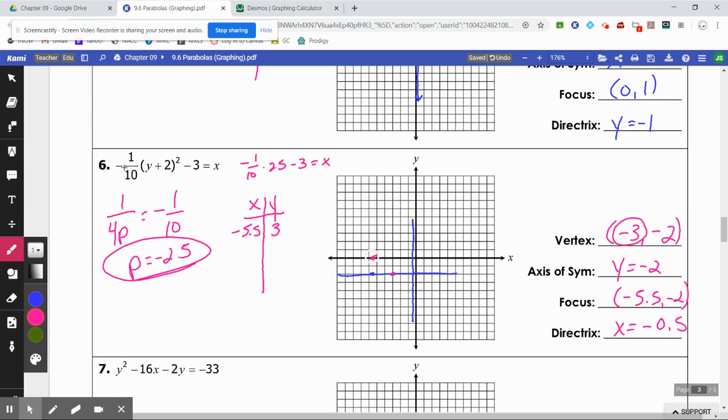Oops, I forgot to go up 3. And then from there, we'll go up 1, 2, 3. So there's 1 point. We can see how far we are from our axis of symmetry: 1, 2, 3, 4, 5 away. So let's go down 1, 2, 3, 4, 5 units down. And that gives us another point. And that will be plenty to actually draw our parabola.